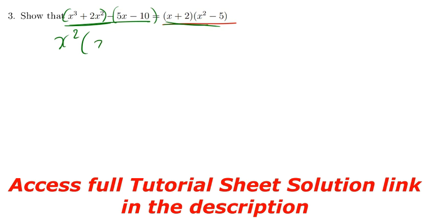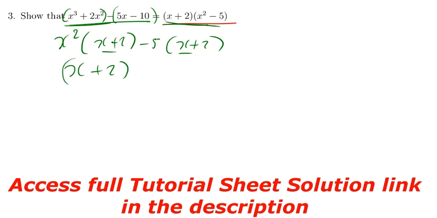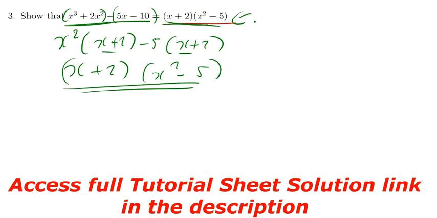So here I'll remain with x plus 2. Even here I can factor out negative 5. I'll remain with x plus 2. So we know that if these are the same, you pick one. So you end up having x plus 2 and x squared minus 5. So this is exactly as that one. If you want to show that this is equal to that, expand this and you are going to have that. Nothing is complicated on this question.